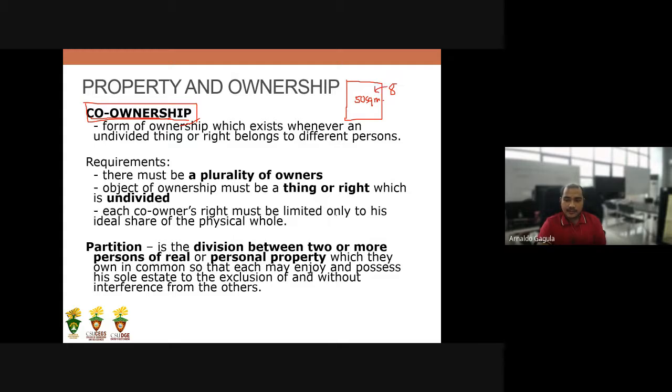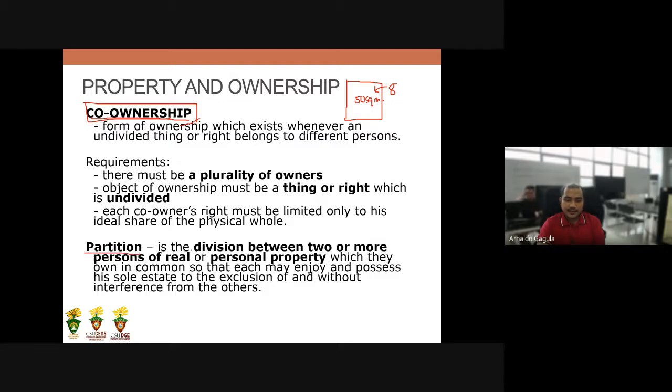Pero limited ni siya to the ideal share of the physical whole. So for example, sa 50 square meter balay ni siya. So pwede siya nga kani imo ni isang kwarto, kani imo ni isang kwarto ana. Or ang pinaka-ideal is ibaligya na lang tapos tumaon sa mga sila. Then tunga sila sa bayad or sa katong value sa katong kaninga building tungod kay co-ownership na sila.